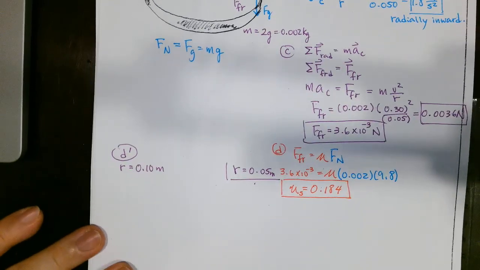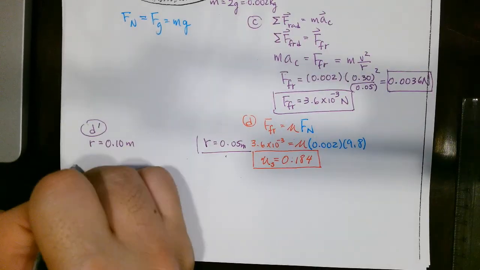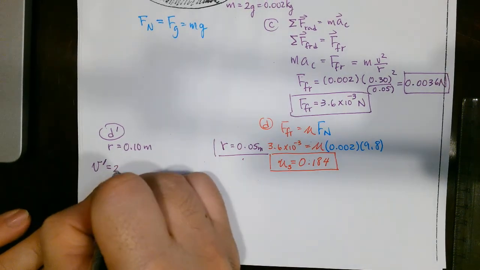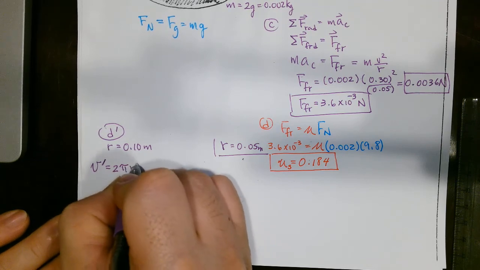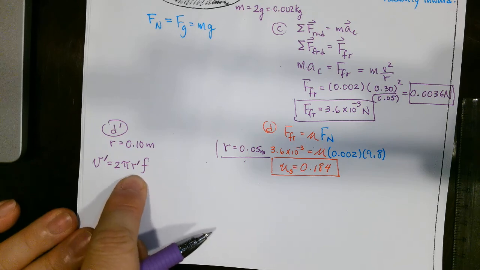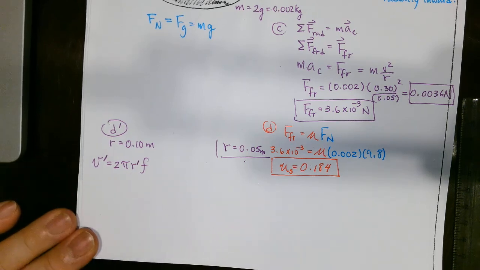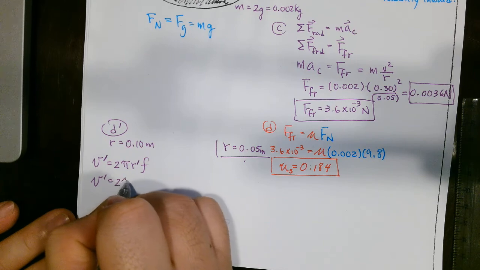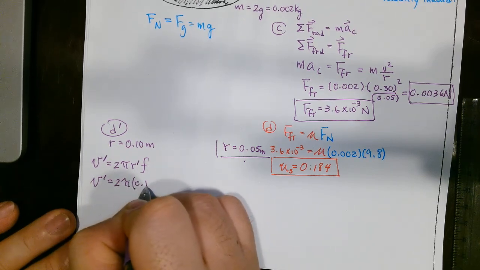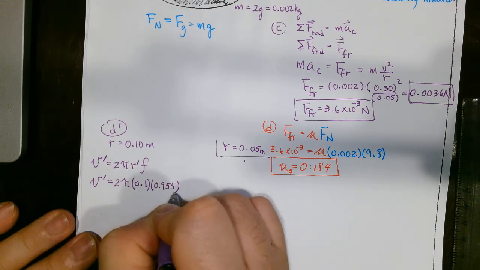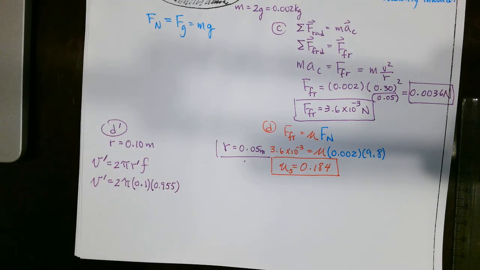In that case, things are different here. Why? My speed is different. So my V prime would be, right, 2 pi R prime F. Frequency doesn't change, but my radius does. If my radius changes, my V changes. Okay? Therefore, my V prime is equal to 2 pi times 0.1 times 0.955. Okay? So what is that?